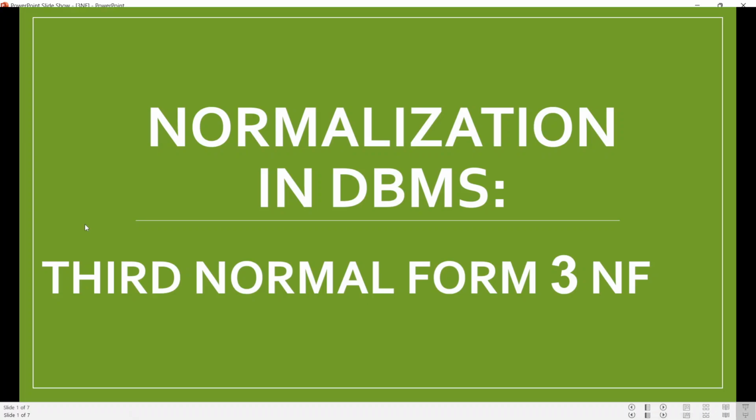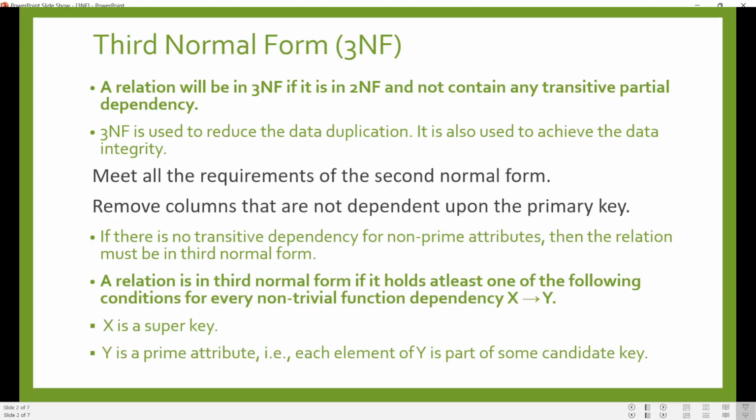Hello everyone. In this video, we will learn how we can do normalization in third normal form, or in short 3NF. What is third normal form? A relation is in third normal form if, first, it is in second normal form, and it shouldn't contain any transitive partial dependency.